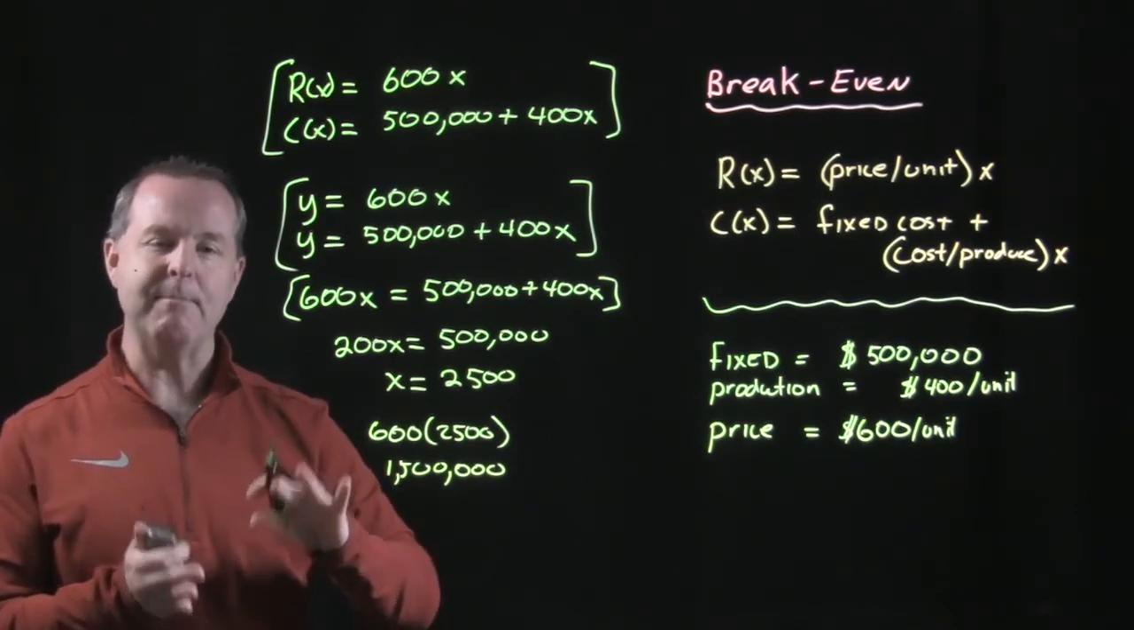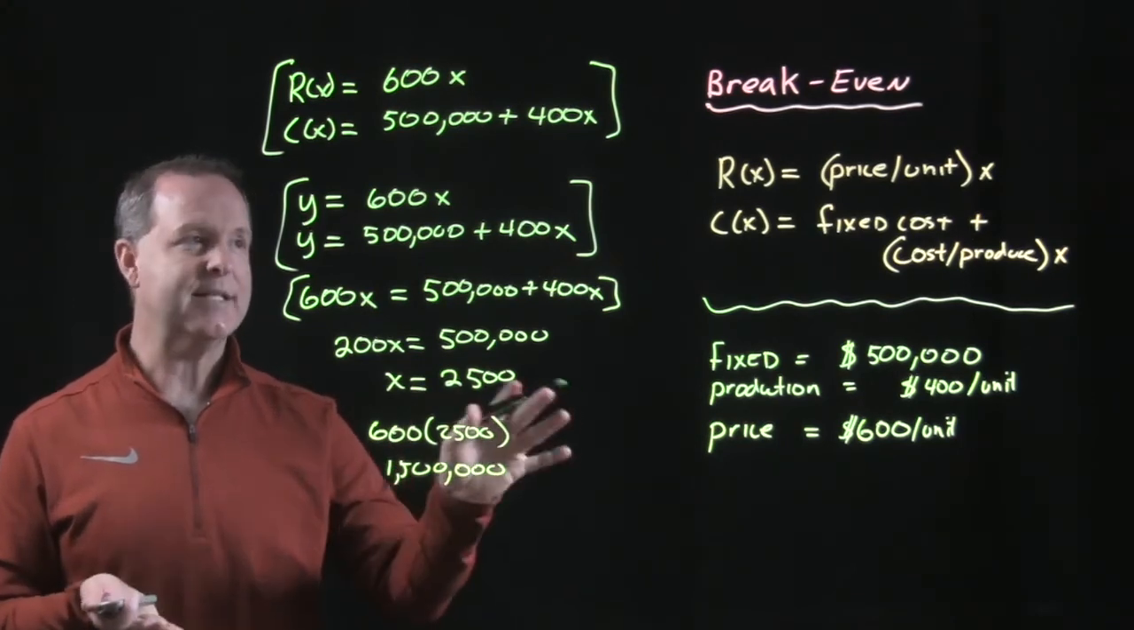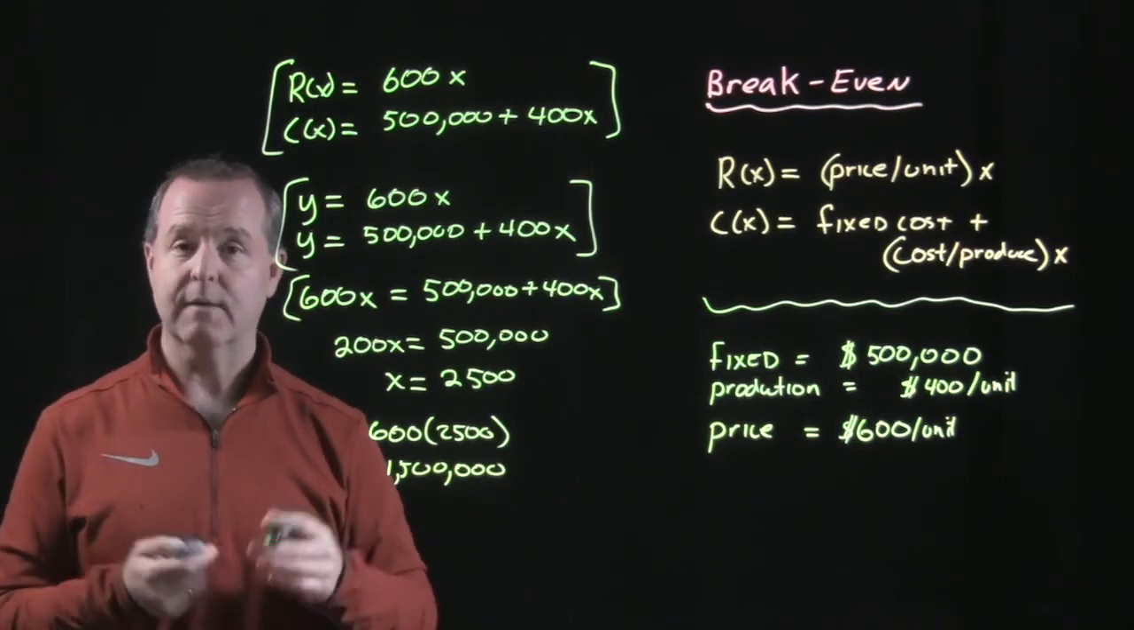Every unit I make after that now goes to my profit. So that's a little bit of how we can look at systems to determine break-even points for profitability.